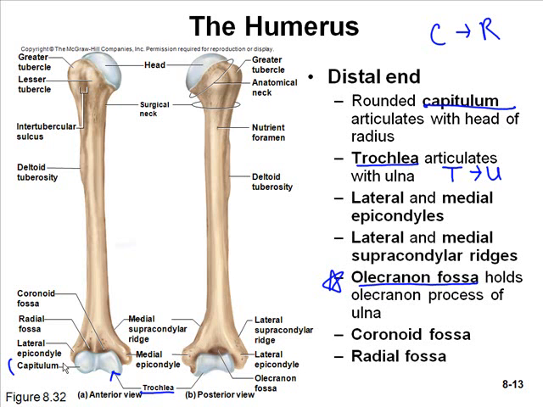The coronoid fossa is also there, and the radial fossa, where the head of the radius will rotate in the elbow. So we have supination and pronation, turning of your lower arm, because the radial fossa on the humerus allows the head of the radius, which is not spherical but circular, to rotate.